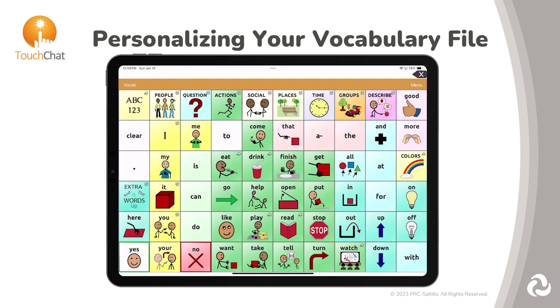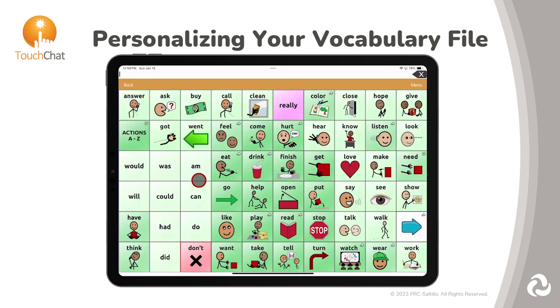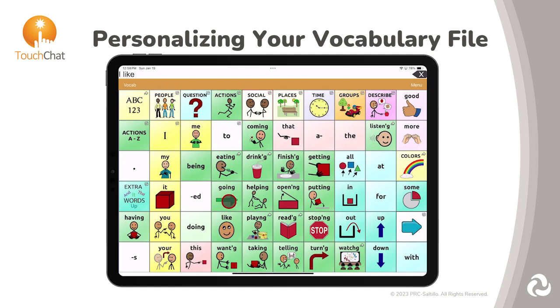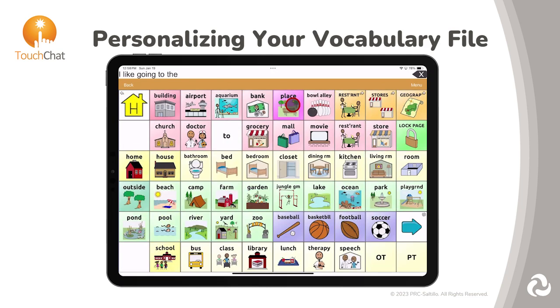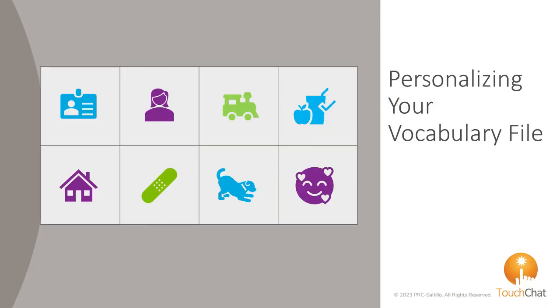Next, you will want to explore the vocabulary file and find where some of your AAC learners' favorite words are. Most vocabulary files come with lots of pre-programmed words, but there will be places to add in personalized vocabulary. Work with your team on determining what words are needed and where they should be programmed. Use the Making It Personal planner to brainstorm some words you may want to add.